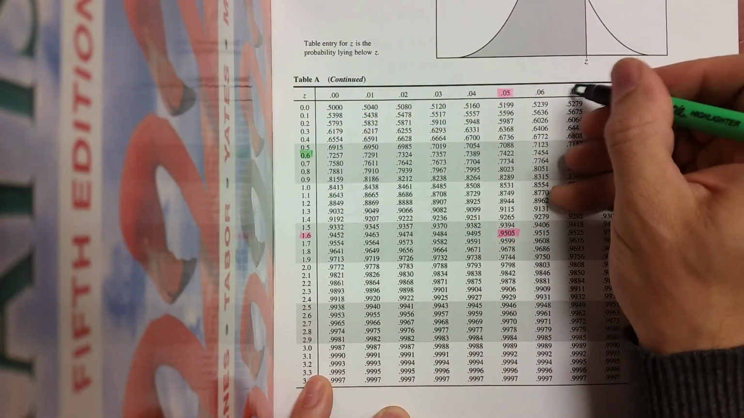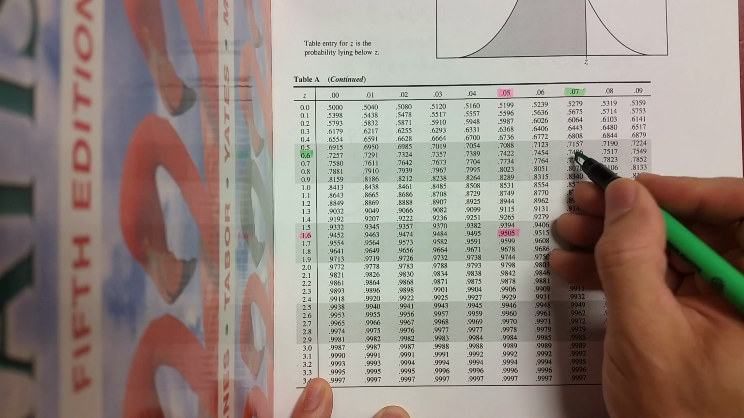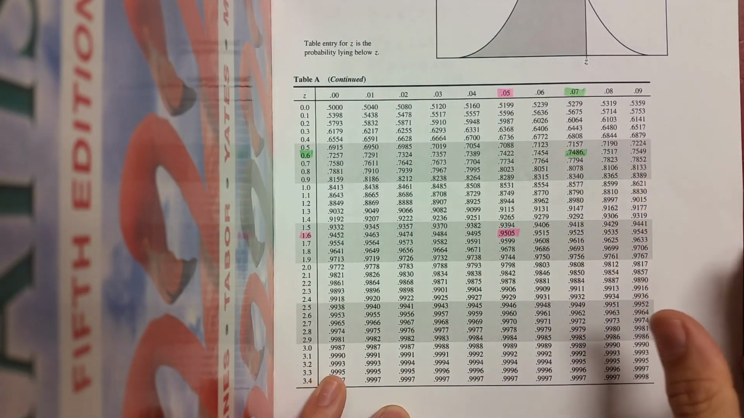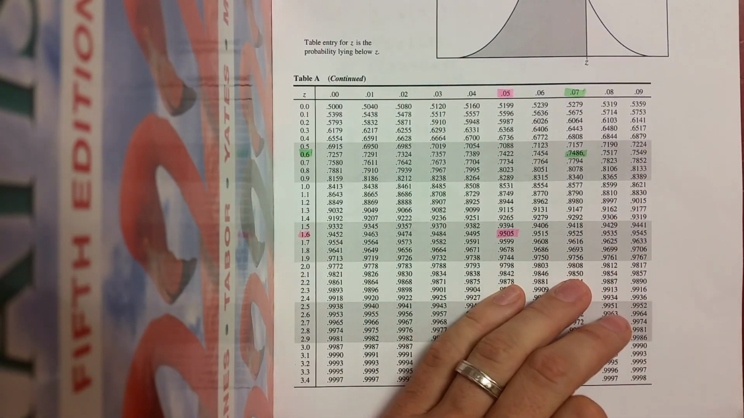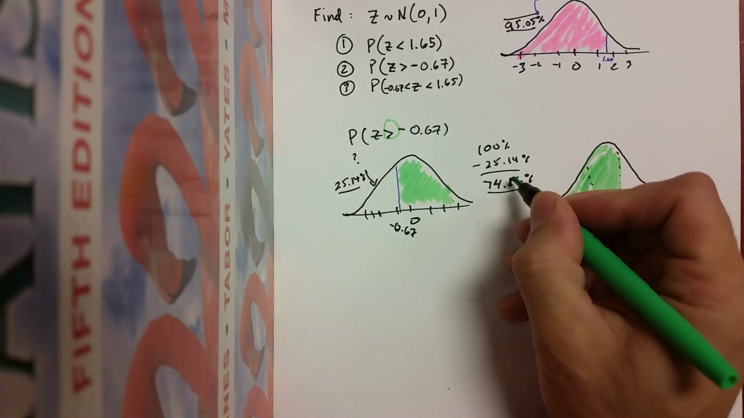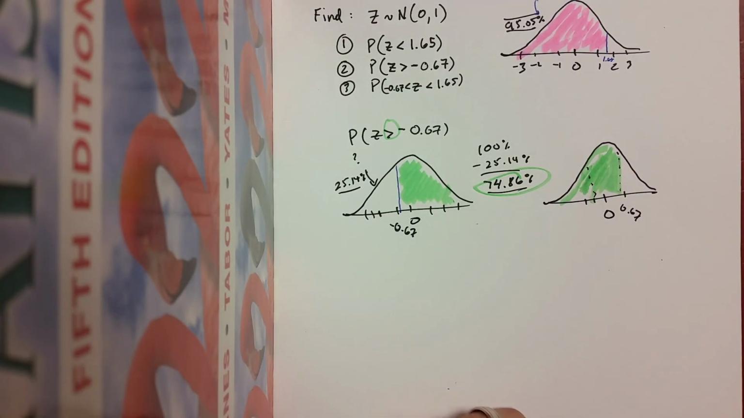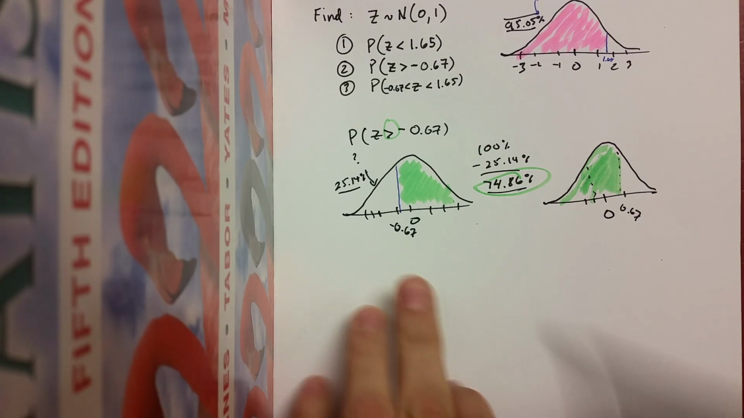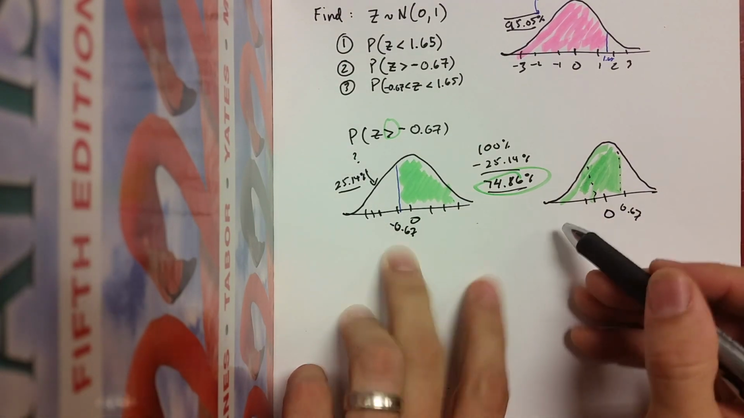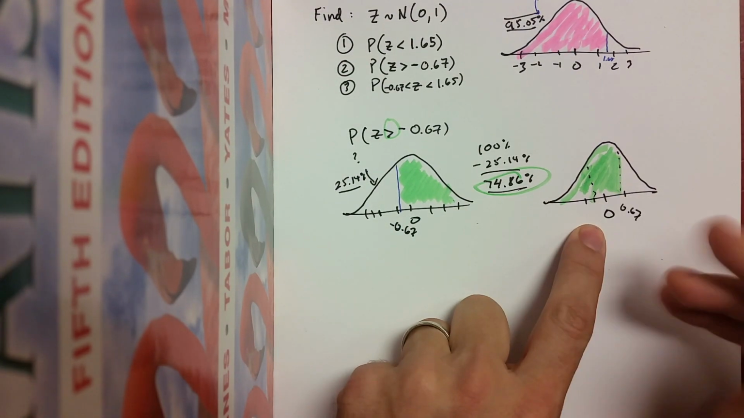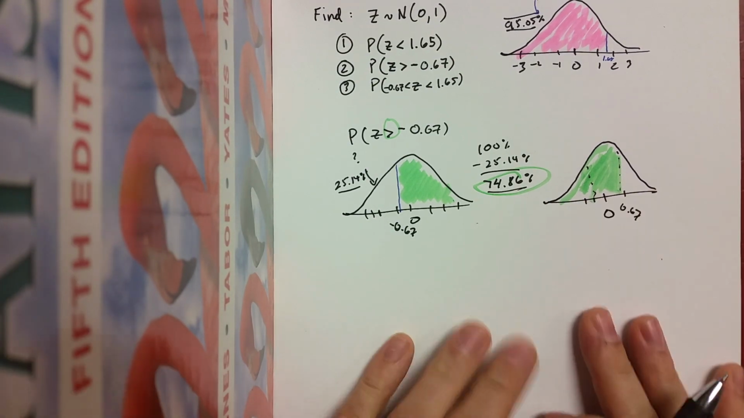There's 0.6, there's 0.7, and 0.7486. What? That sounds familiar. Oh, giddy the heck up. It's the exact same answer, right? So everything to the right of negative 0.67 is the same thing as everything to the left of positive 0.67. So we can use symmetry to our advantage.